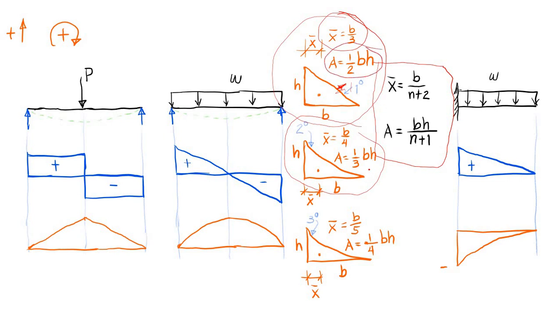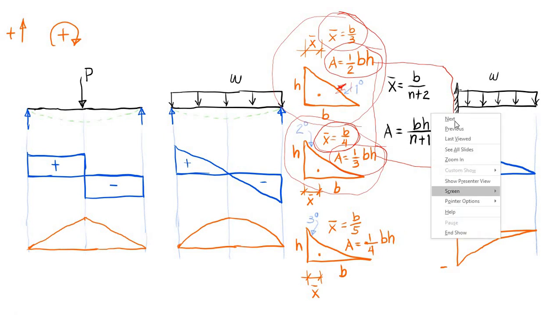And for this spandrel here, if n equals 2, then 2 plus 2 equals 4. Again, we can easily determine the location of our centroid. And we have n plus 1, 2 plus 1 equals 3. Then the area is equal to 1/3 base times height. Okay.